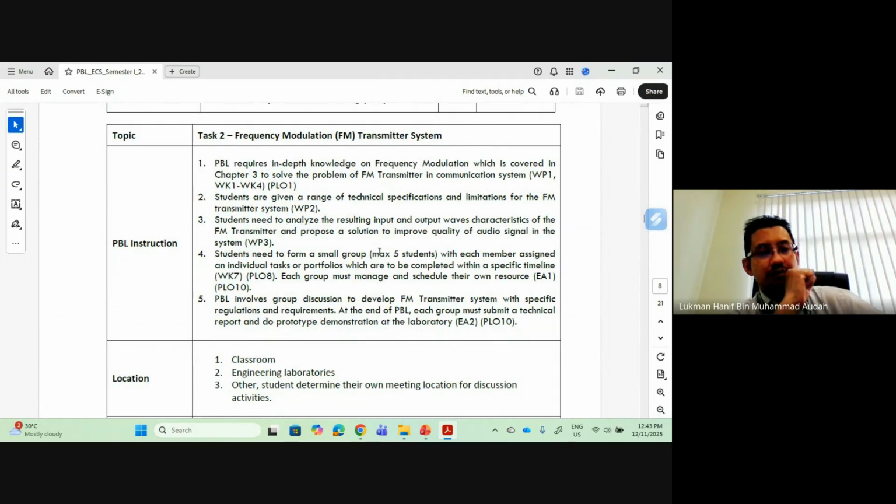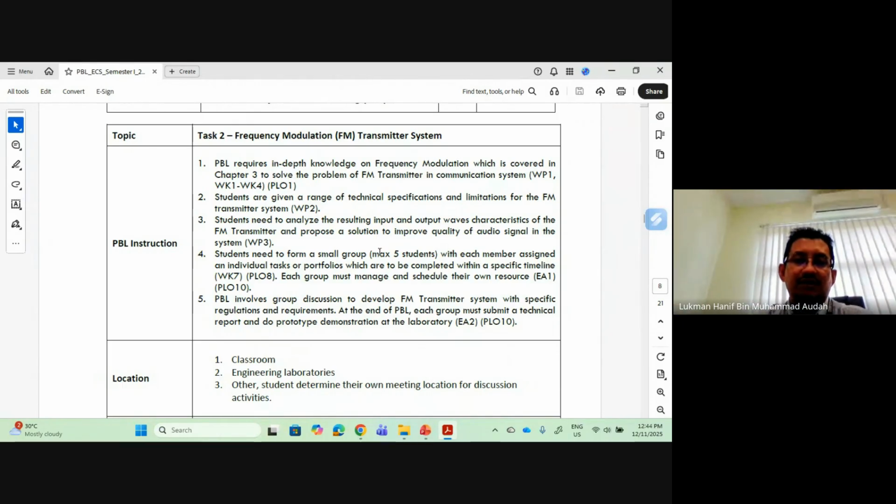This is the instruction for the PBL: in-depth knowledge of frequency modulation, which is covered in chapter 3, to solve the FM transmitter communication system. To solve the problem, the students are given a range of technical specifications and limitations for the FM transmitter system. Students need to analyze the resulting input and output wave characteristics of the FM transmitter and propose a solution to improve the quality of the audio signal.